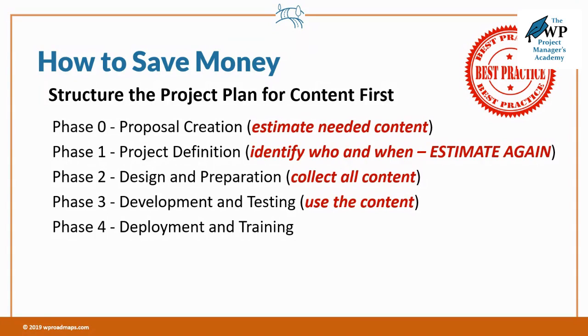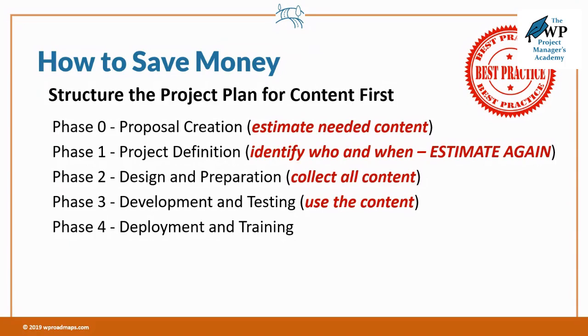That's why we spend so much time in our methodology here in these phases on the planning part. This is 5 phases. It ends up being labeled as 4 because phase 0 is proposal creation. I don't call that a phase until a project has been approved. Since it's not really a project yet, I call this phase 0. That's where you're going to do that estimate of the needed content, that rough order of magnitude.